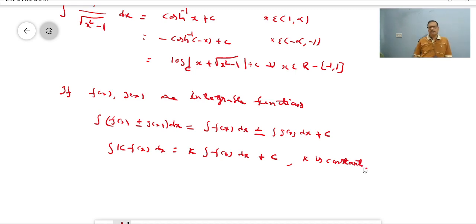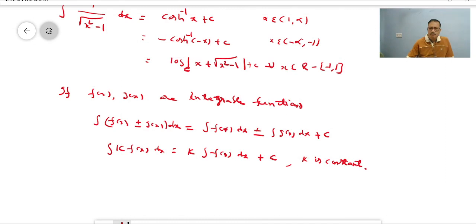Okay, so dear students, we have to learn all these formulae. So in the next classes, using these fundamental formulae, I am going to solve the problems. Okay, thank you.